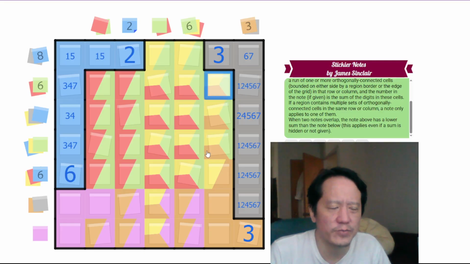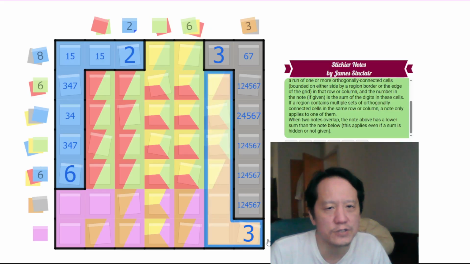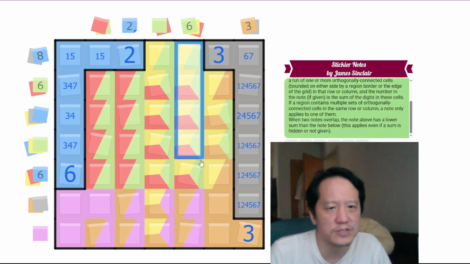Can this actually ever be green? I don't think so, right? Then yellow has to do something funky like that, and then green's trapped. So this can't really be green. Can this be orange? If this is orange, that's all orange. Yellow is going to be stuck here.